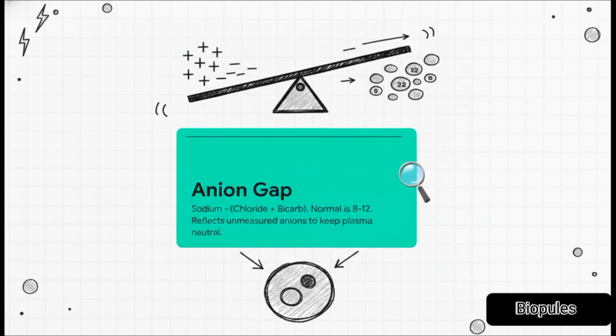You just take your measured positive sodium and you subtract your measured negative chloride and bicarbonate. That resulting number? That's your anion gap. It's literally just a reflection of those hidden negative charges, keeping that seesaw perfectly level.